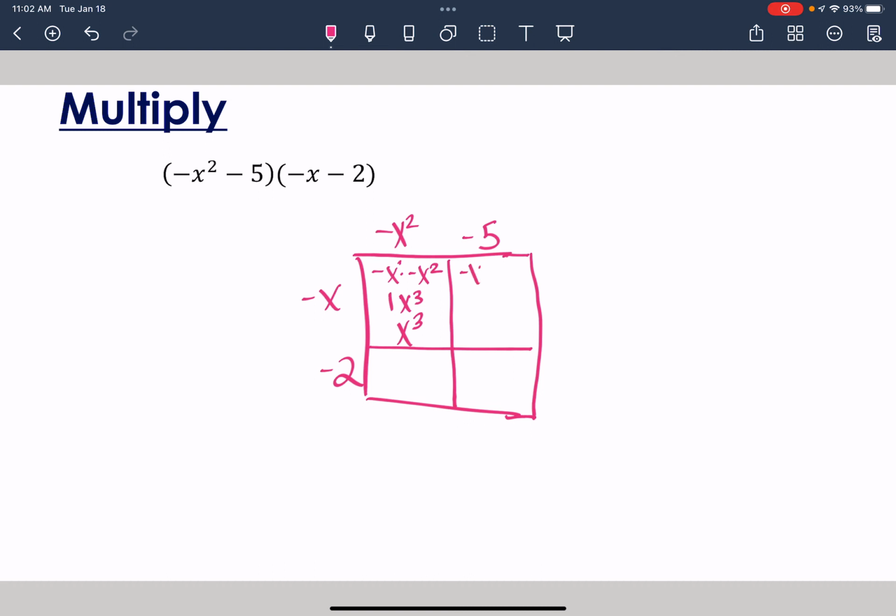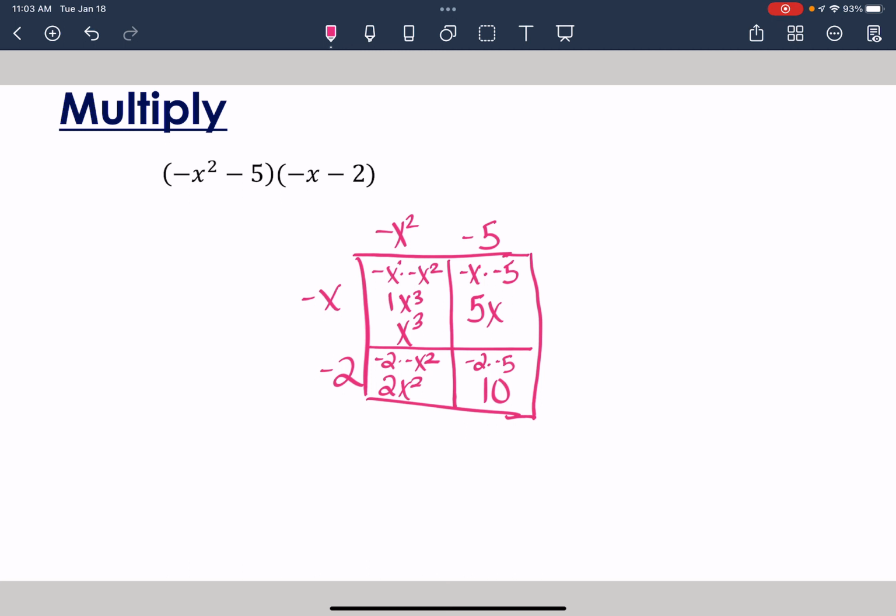Then I have negative x times negative 5. Well, negative 1 times negative 5 will just be 5, and then I have x. Negative 2 times negative x squared. Negative 2 times negative 1 is just 2, and then I have x squared. And negative 2 times negative 5 is 10. So remember, a negative times a negative is a positive.